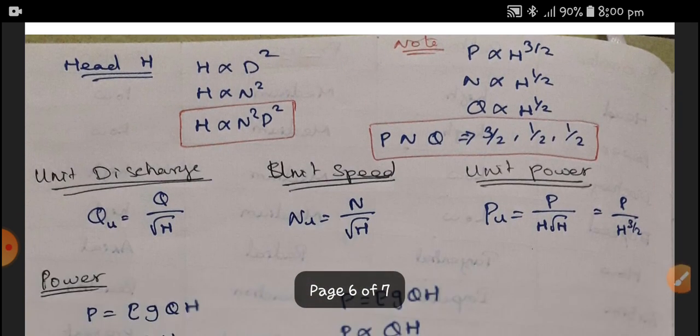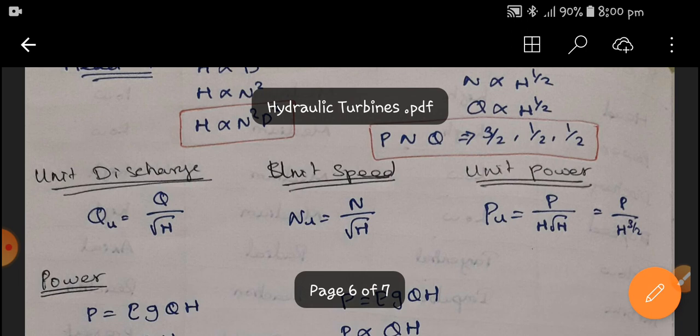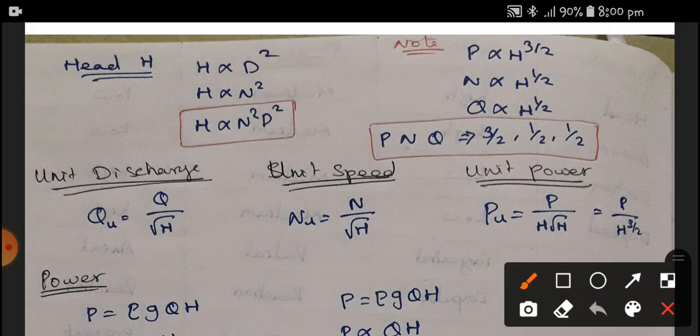So where is it coming from? It came from the unit quantities, that is unit discharge, unit speed and unit power. These unit quantities indicate the size and shape of the turbine, whereas the specific speed indicates the capacity of the turbine. You have to understand these very well. These are much needed terms in pumps as well as turbines.